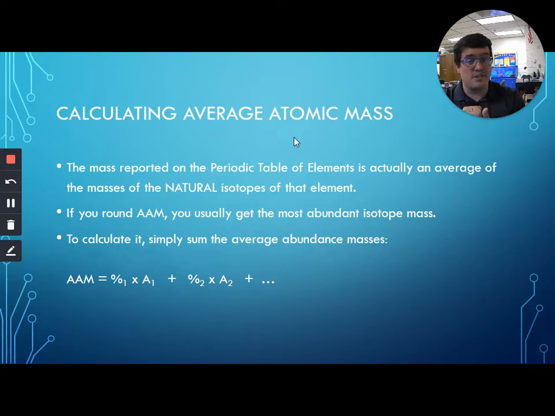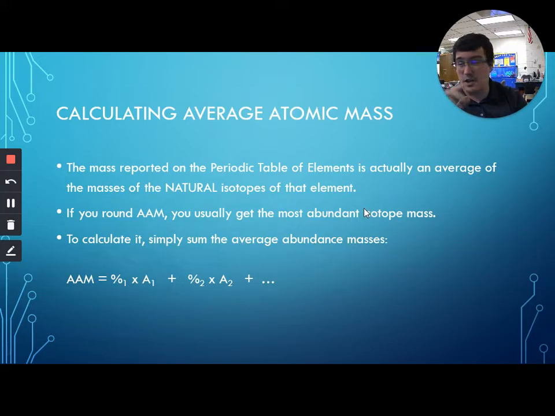To calculate that average atomic mass, we're going to use this equation right down here. Average atomic mass is equal to the percent of the first isotope times its mass, plus the percent of the second isotope times its mass, plus the percent of the third isotope times its mass, plus the percent of the fourth, and so on and so forth. That's what these dots mean, this could go on forever. The most you'll ever see is 8, because the most I can think of a naturally occurring element having is 8 isotopes.